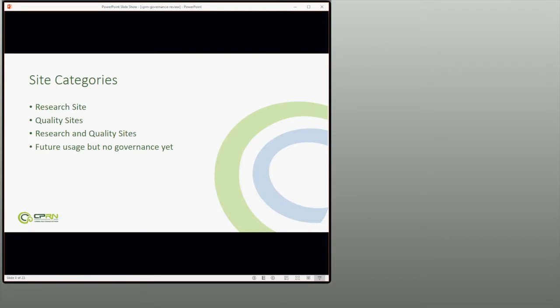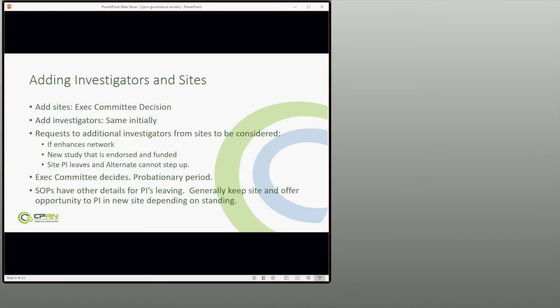Okay, I'm going to move on to adding investigators and sites. This is an amazingly important discussion in HCRN. At the high level, adding a site is an executive committee decision. There's language about the whys and wherefores that we would consider it, but it basically comes down to adding value to the network and believing there's capacity to successfully add a site without detracting from the existing work.